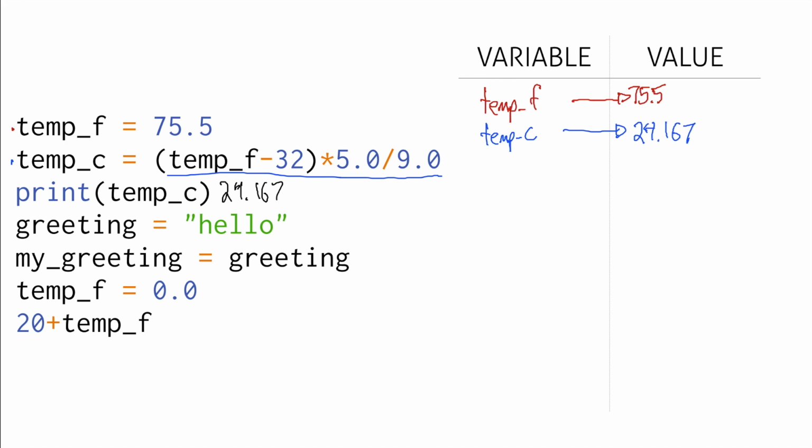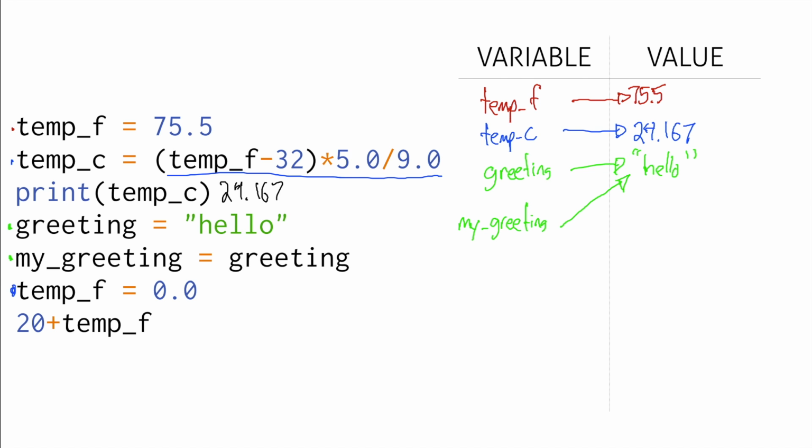Here I assign greeting to be hello. So in my variables-values diagram, I write greeting points to hello. Here I'm assigning my_greeting to be the same as greeting. So I'm just going to write my_greeting, and I'll have it just point to the same object as greeting.